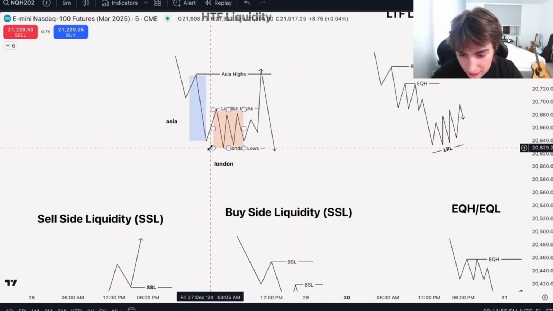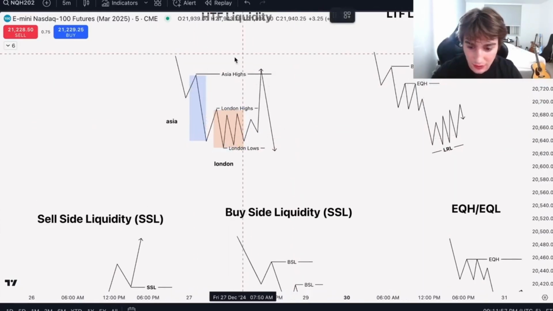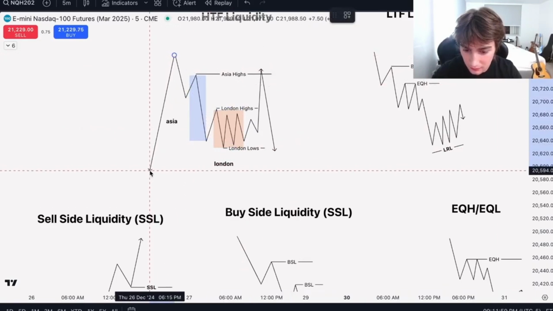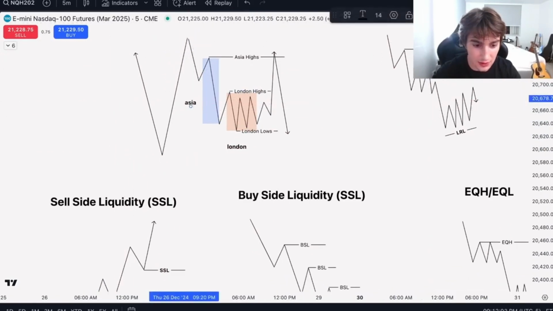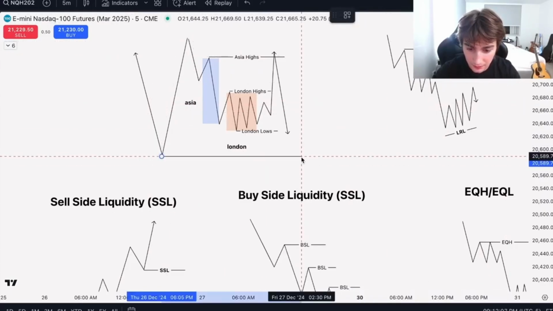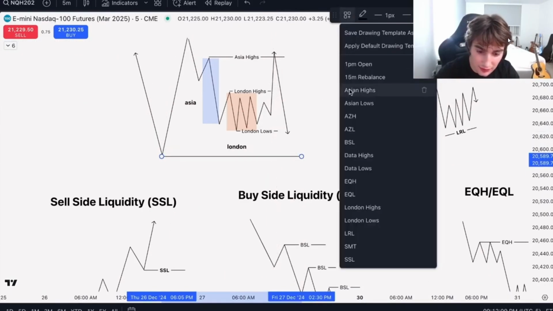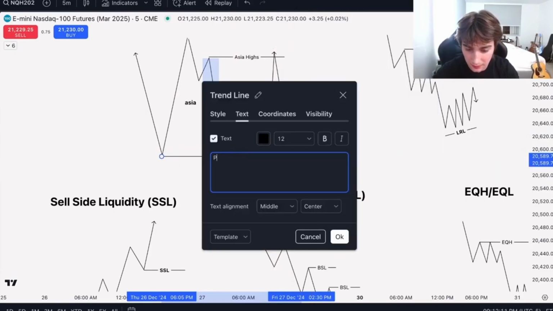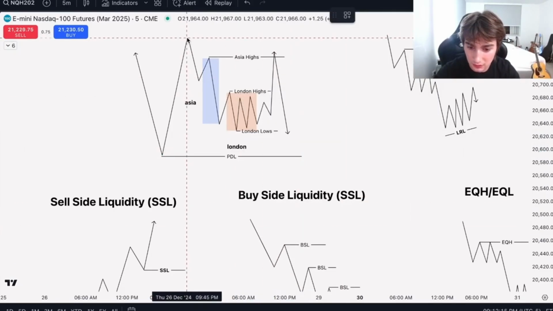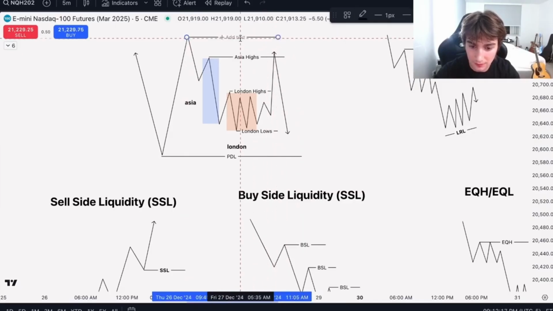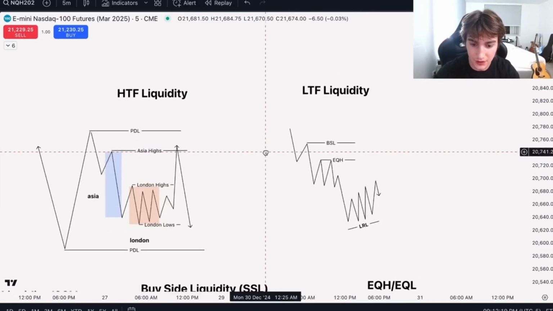Oh, and I forgot to mention, you could also have something like previous day low. So let's say the daily candle from yesterday, that will be your previous day low. Common sense. You can have previous day high as well. Stuff like that as well.